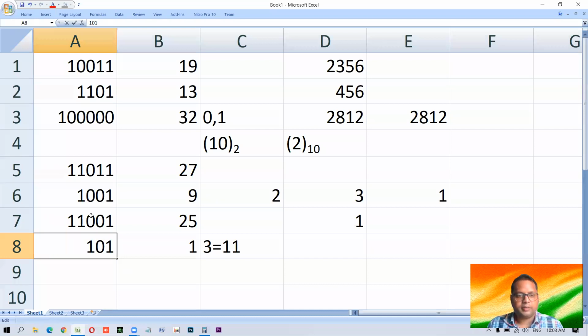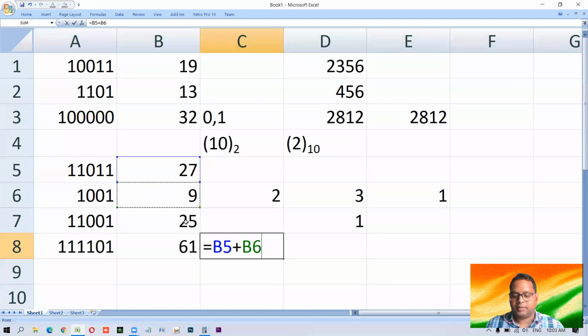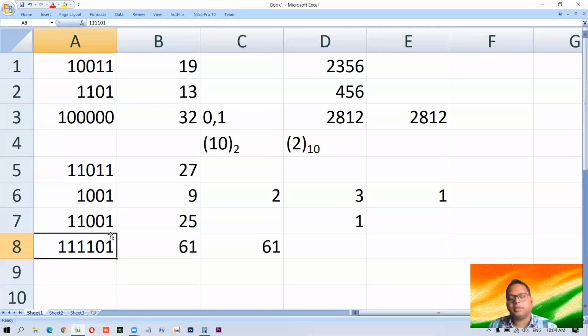And then what? 1. And then again 1 plus 1 plus 1 is 3. 3 is 1 1, the 1 stays and a carried forward 1. So 1 plus 1 is 2, plus 1 again 3. 3 makes 1 1. So this is what? 61. The sum of these three is 61 anyway. Find it: this plus this plus this. This also we can do in Excel. 61. So dear students, this is how we learn how we can add 2 or 3 given binary numbers.